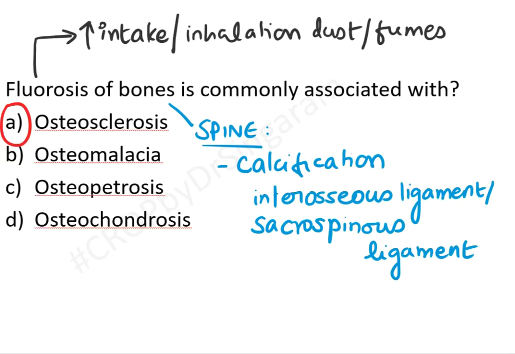I know that some of the books have mentioned that rarely osteomalacia can occur, but that's a late finding and not given in all the books. But what is universally given, and one of the very important associations, and the answer for this question, is osteosclerosis.